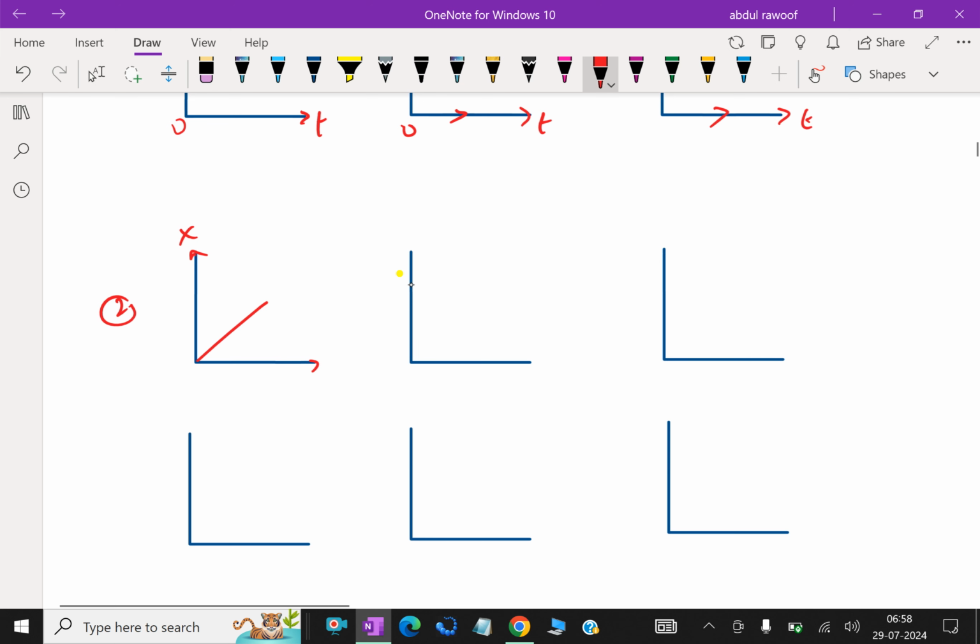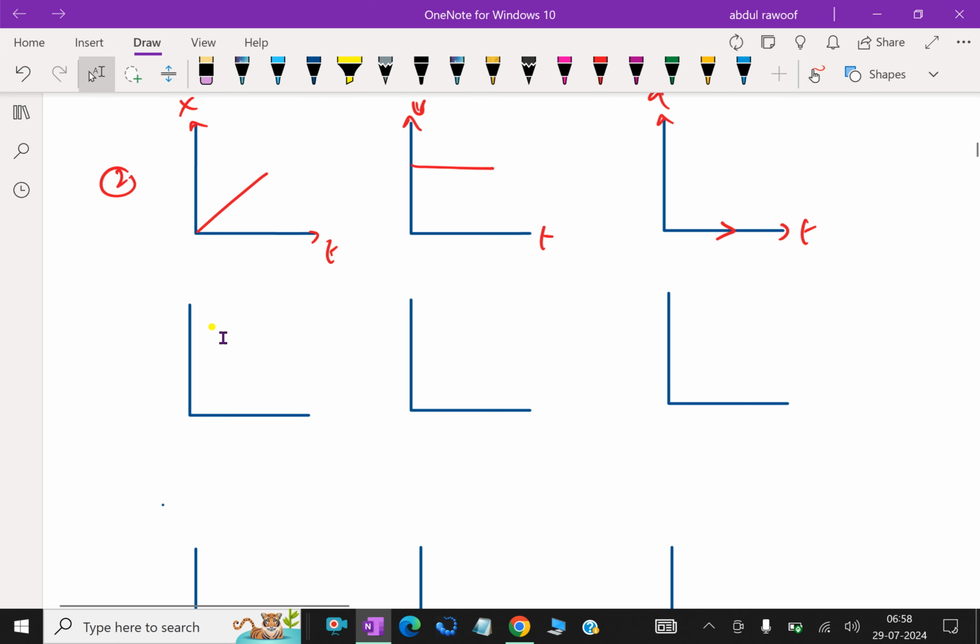Here in x and t, this is constant speed, because x and t are increasing proportionally, that is, it is a constant speed. Here constant speed in the v-t diagram. Then acceleration: constant speed means acceleration is 0, so this is the acceleration-time graph.